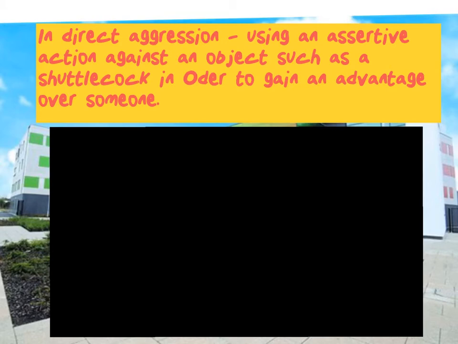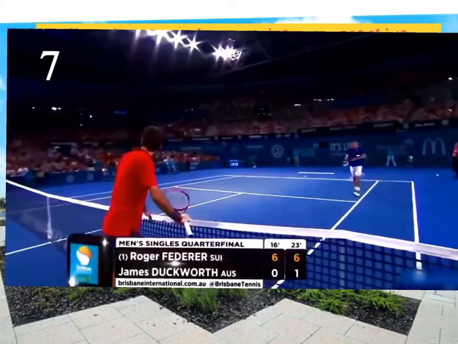Okay, we're now going to look at another video, which is an example of tennis. An example of indirect aggression, Roger Federer performing a series of aces. Again, striking a tennis ball with extreme force to gain the advantage by making it difficult for the opponent to return the shot.